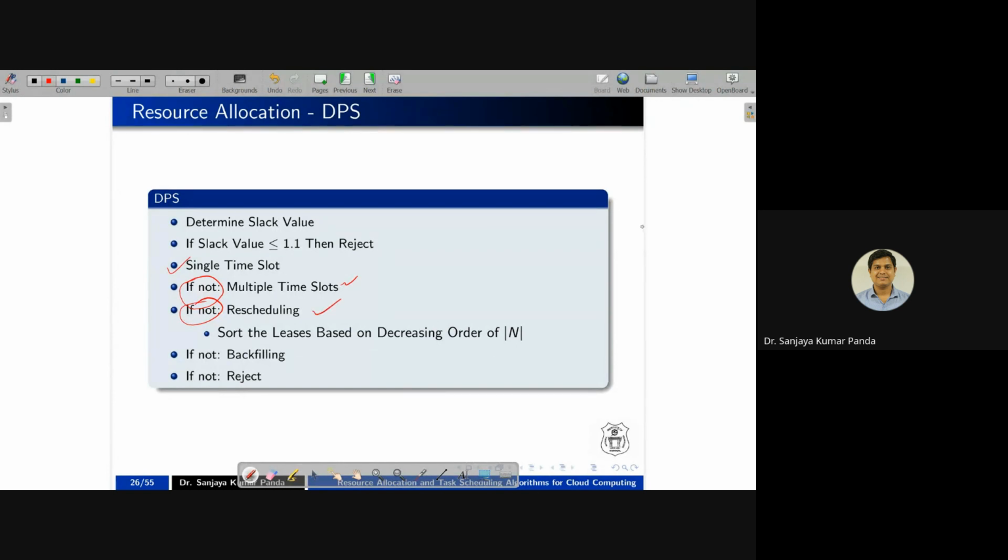In the case of Hygia, the rescheduling is based on the slack value. But in the case of the DPS algorithm, the sorting is based upon the decreasing order of the number of nodes, right? And if rescheduling is also unable to fulfill your demand, then you have to apply the process of backfilling. If rescheduling and backfilling both fail, then you have to reject that particular lease. So in this way, the DPS algorithm works in a cloud environment.